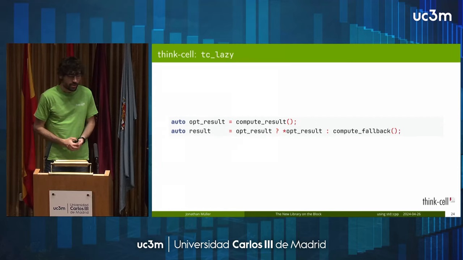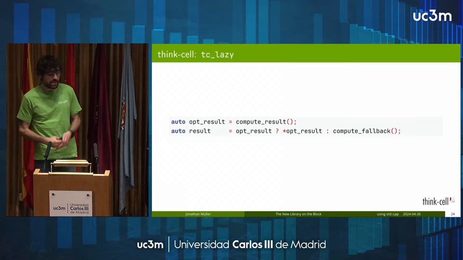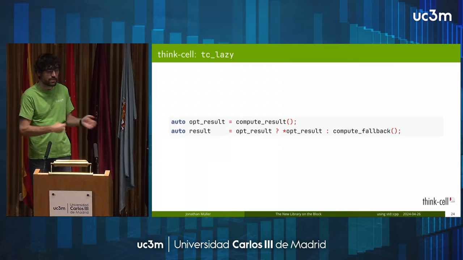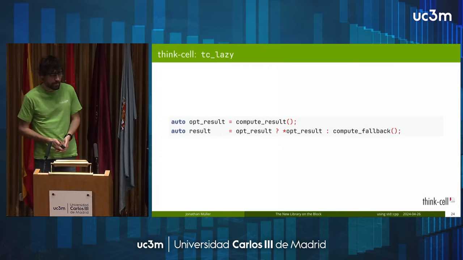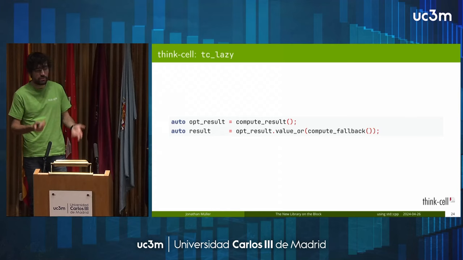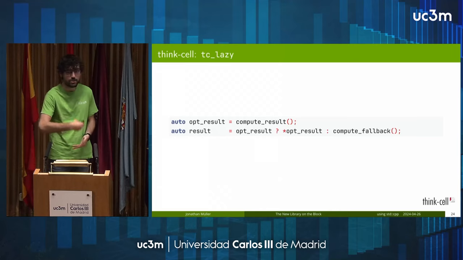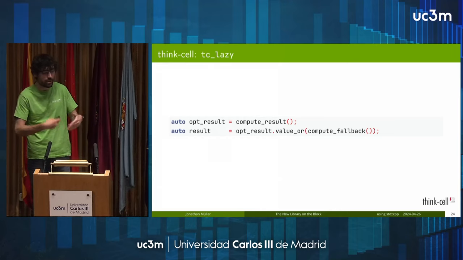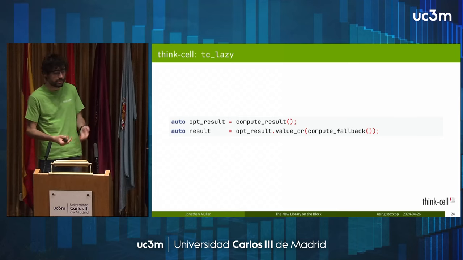We also like using optional a lot. So for example, we want to compute a result, this returns an optional, and then we want to get the value or compute a fallback. Now we might use value or, but the problem with value or is that the compute fallback is always computed. Right here, we will only compute it when we actually need it, but with value or, we will always call the function even though we might actually have a value.